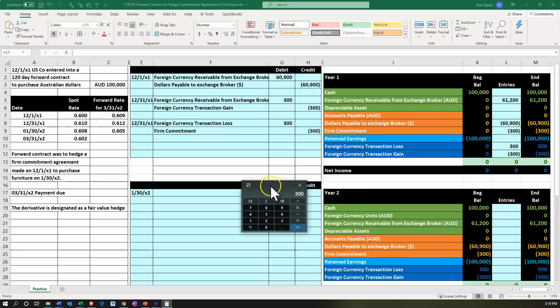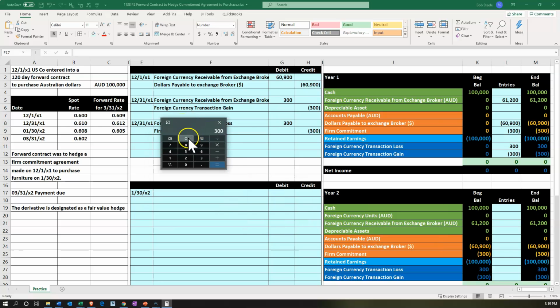So the 61.2, and then at this point in time, we're saying that we have that 100,000 times, we're looking at the forward rate as of January 30th, which is going to be times 0.605. So that's 60,500. If I subtract that minus the 61.2, we get 700. So that's going to be a loss.